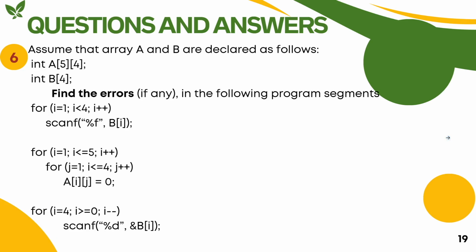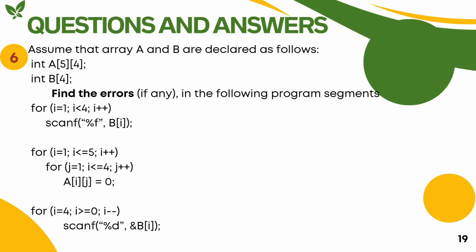Next, I have a few questions to spot errors in the code. So, in the first question, we have two arrays A and B, A being a 2-dimensional array and B being a 1-dimensional array. You could see a scanf statement that reads values into array B, and you know array B is of type integer, but the format specifier is %f, which is the mistake there.